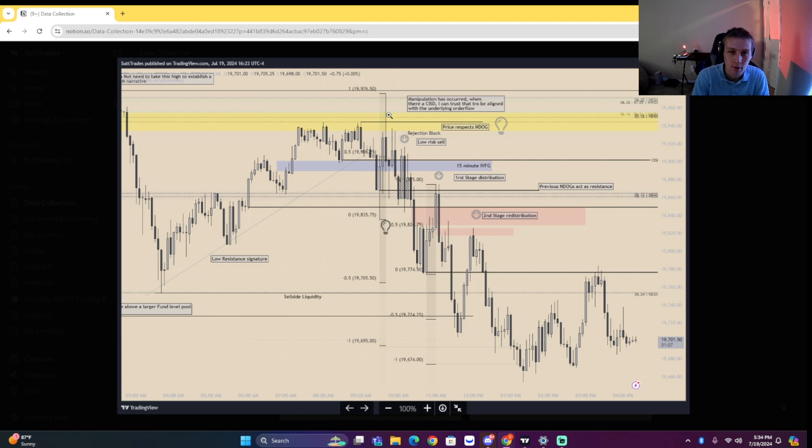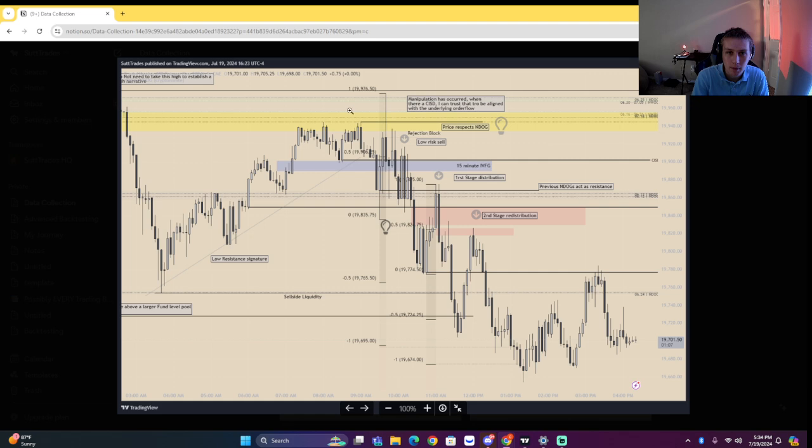And then we have standard deviations that I mapped out. -1 right there gets respected nicely. And then this -1 right there, that fulcrum point, gets respected nicely. So here we come up, previous new week opening gaps act as resistance, and then that 15-minute inversion as well.